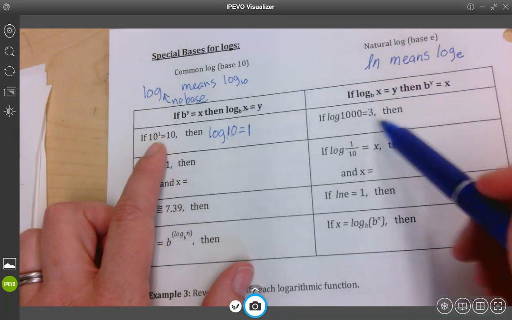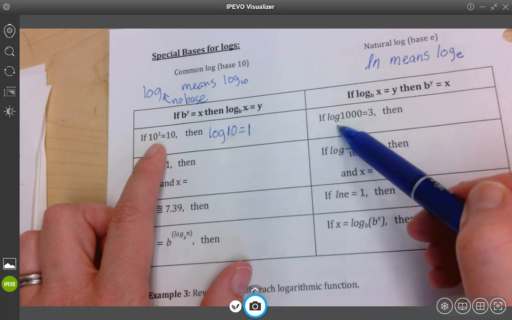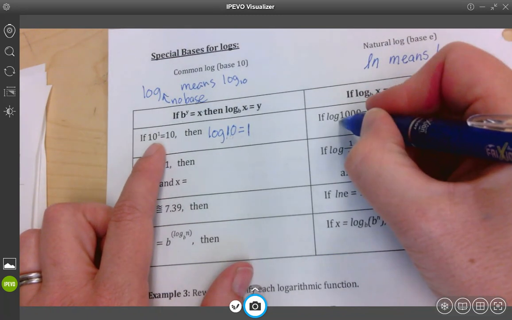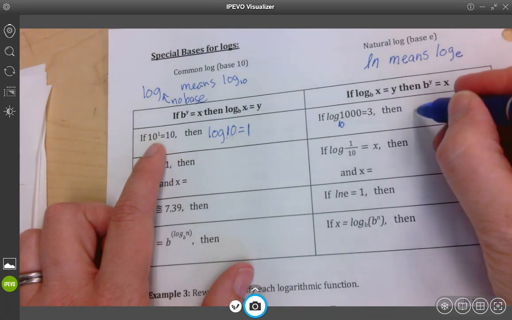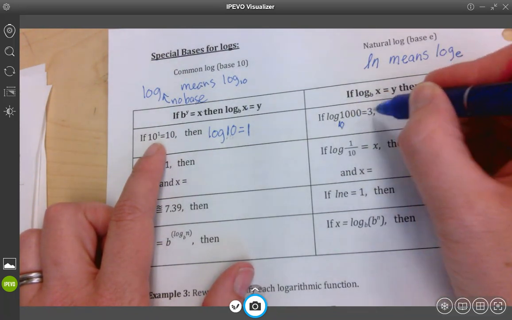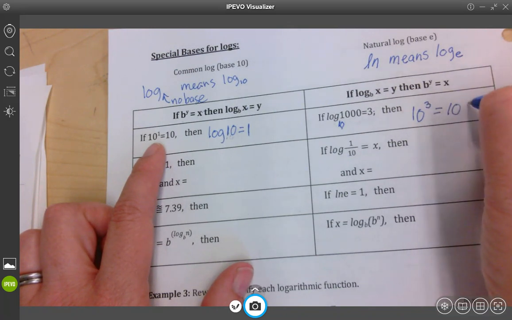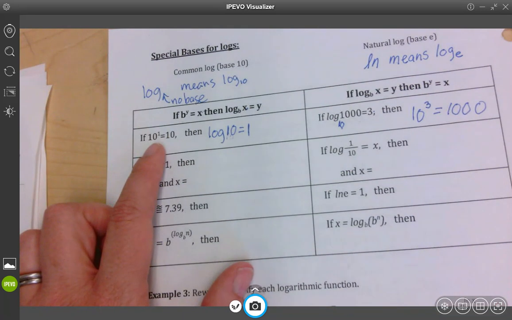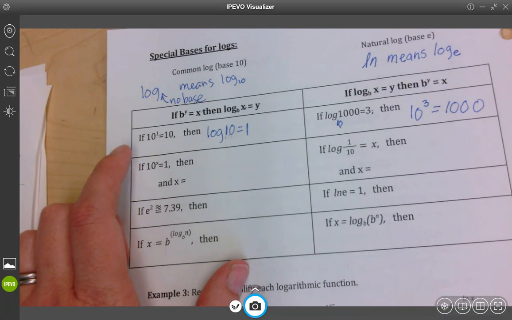And then over here, I have log of 1,000. What's the base of this logarithm? It's 10. This time, I'm going to write in the 10 just so that I can remember to use it when I'm writing my exponential. 10 raised to the 3 equals 1,000. These are going to be a little bit trickier than the ones we did on the other side, but I want you to try them, and then we'll go over them.